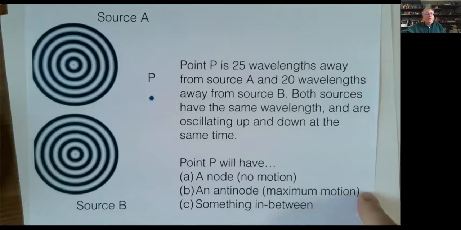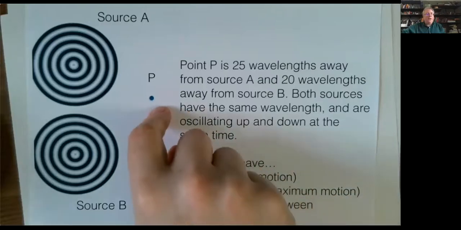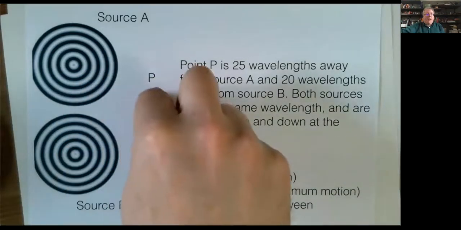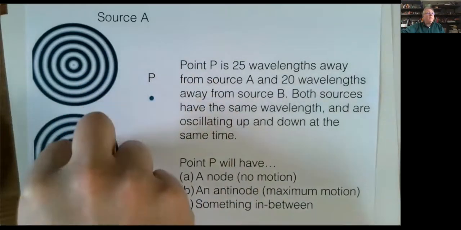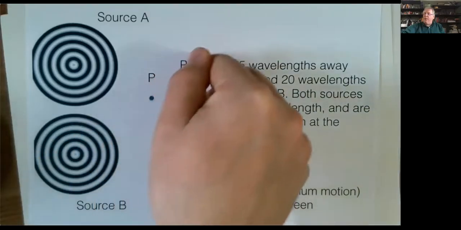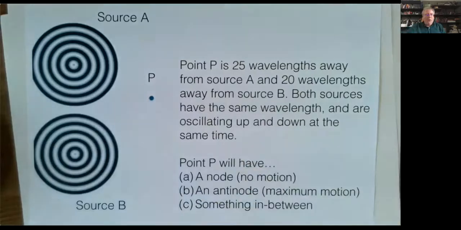This is going to be an antinode. This is going to be moving up and down lots, because when this guy's high, this guy will be high. Now he'll be 5 wavelengths behind, but we don't care about that. We don't care that one wave will be 5 wavelengths ahead of the other, right?